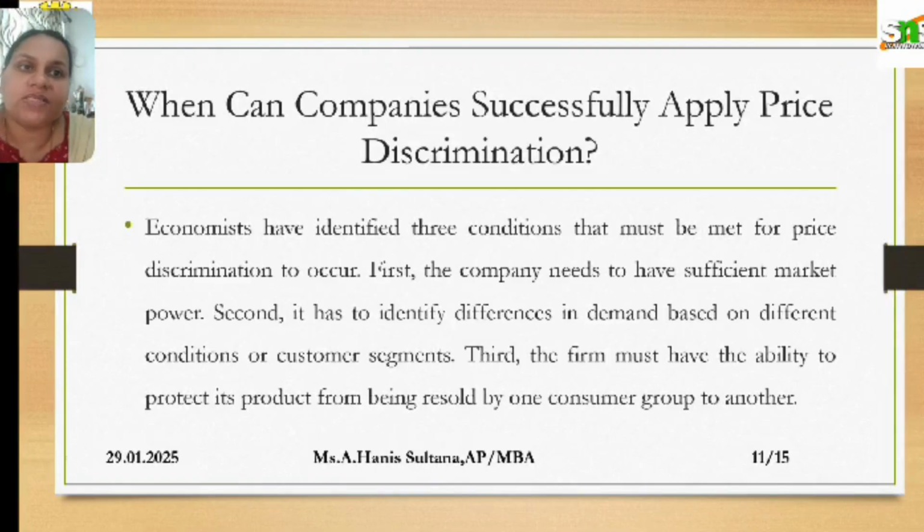When can companies successfully apply price discrimination? Economists have identified three conditions that must be met for discrimination to occur. First, the company needs to have sufficient market power to manufacture the product based on the estimated demand. Second, it has to identify the differences in demand based on different conditions or customer segments. Thirdly, the firm must have the ability to protect its product from being resold by one consumer group to another.